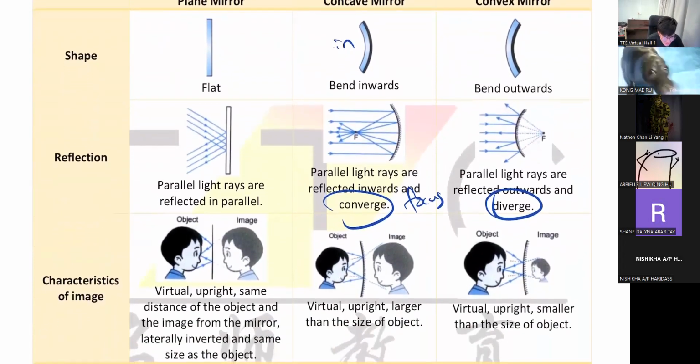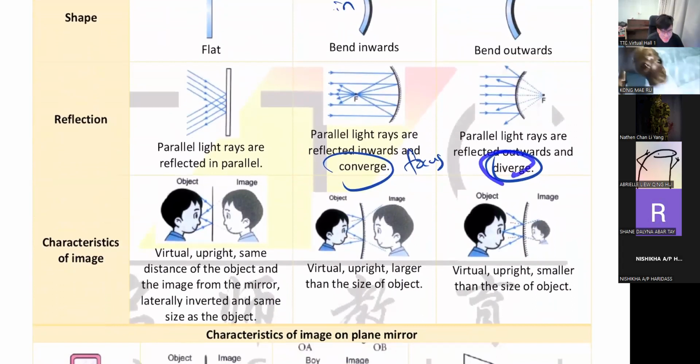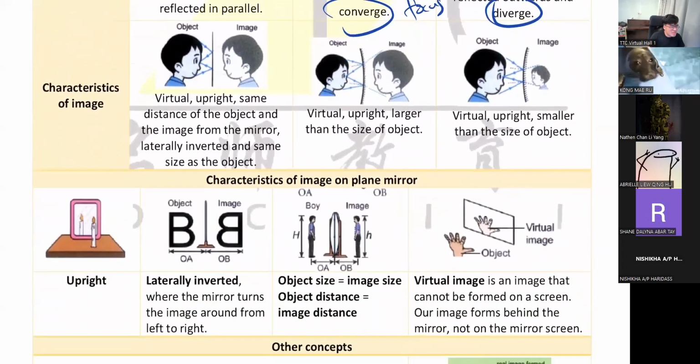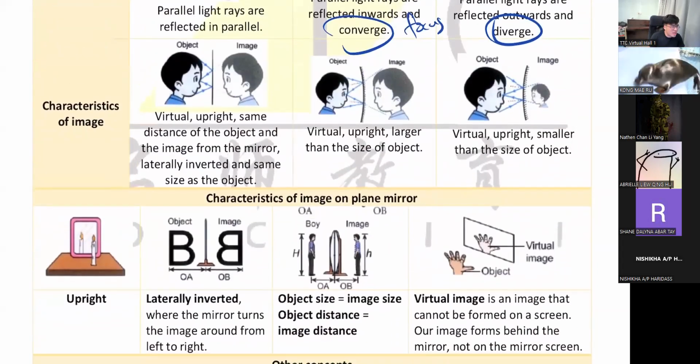Okay, fine, whatever, you get what I mean. Okay, so diverge is to convex mirror. Yeah, exactly. Kawi, thank you. So characteristics of the image. Okay, so guys, let me explain what is virtual.